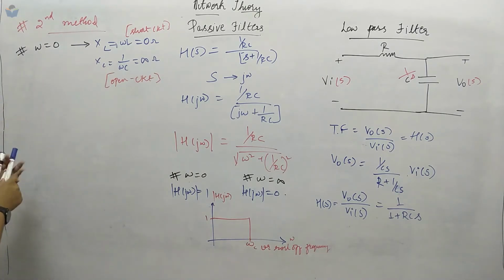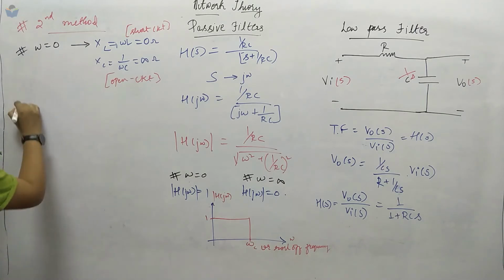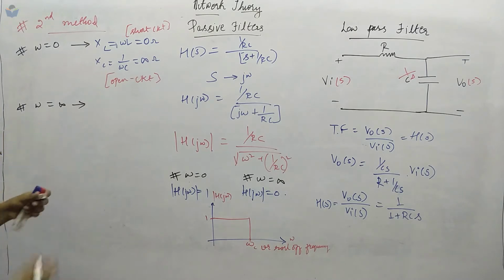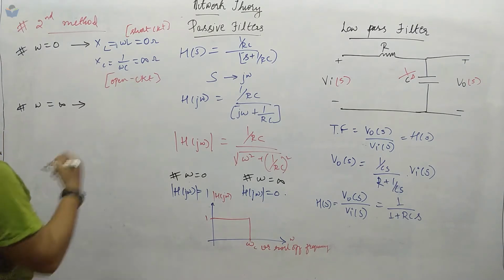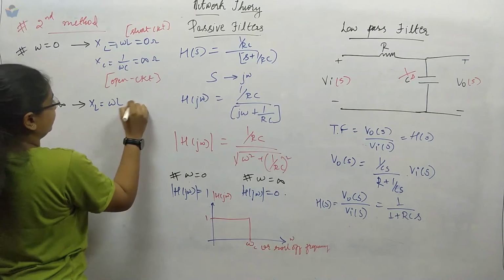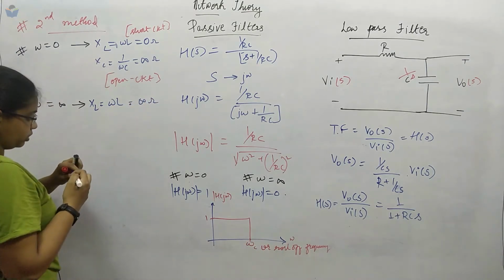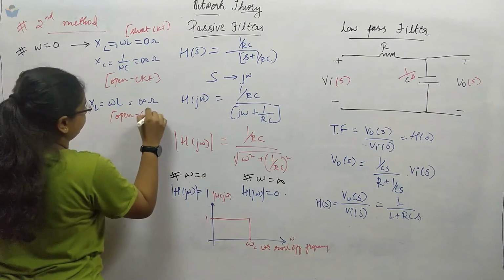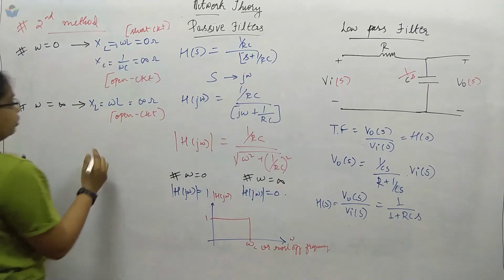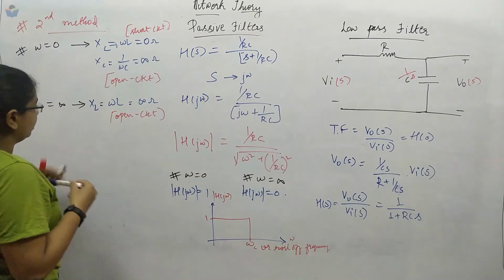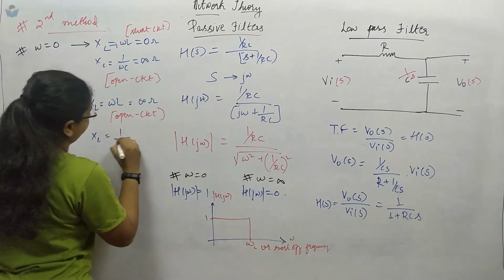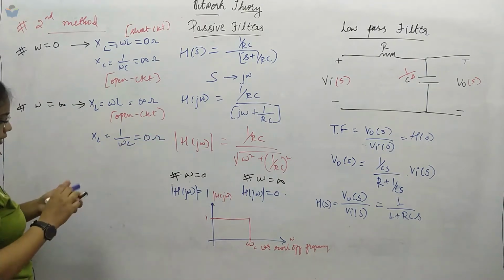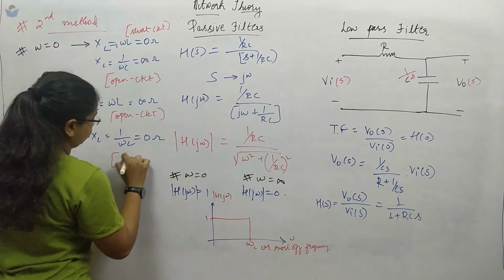Next, we evaluate for higher frequency. When omega equals infinite, XL equals omega L, so you will get infinite ohms. When you get infinite ohms, it is an open circuit. Next, XC equals 1 upon omega C, and 1 upon infinite is 0 ohms. So the condition is a short circuit.